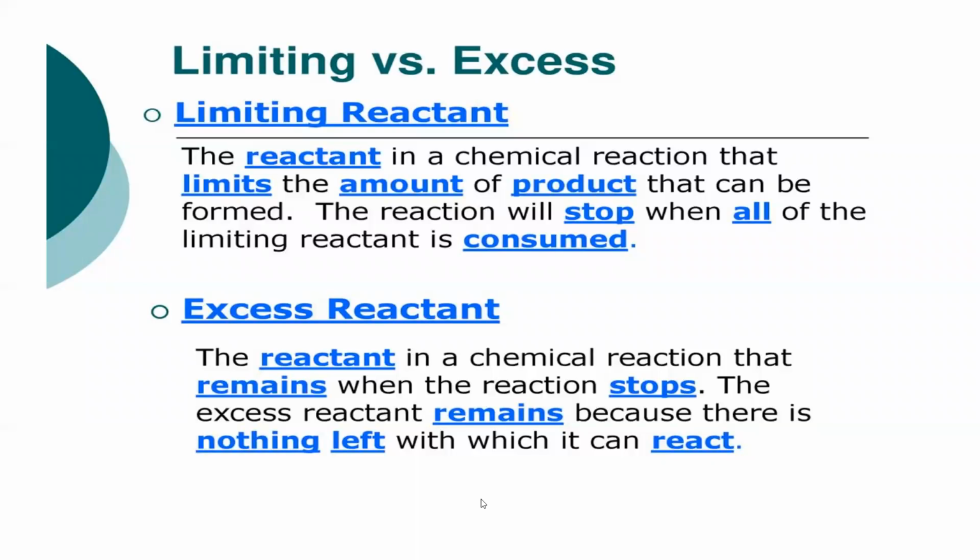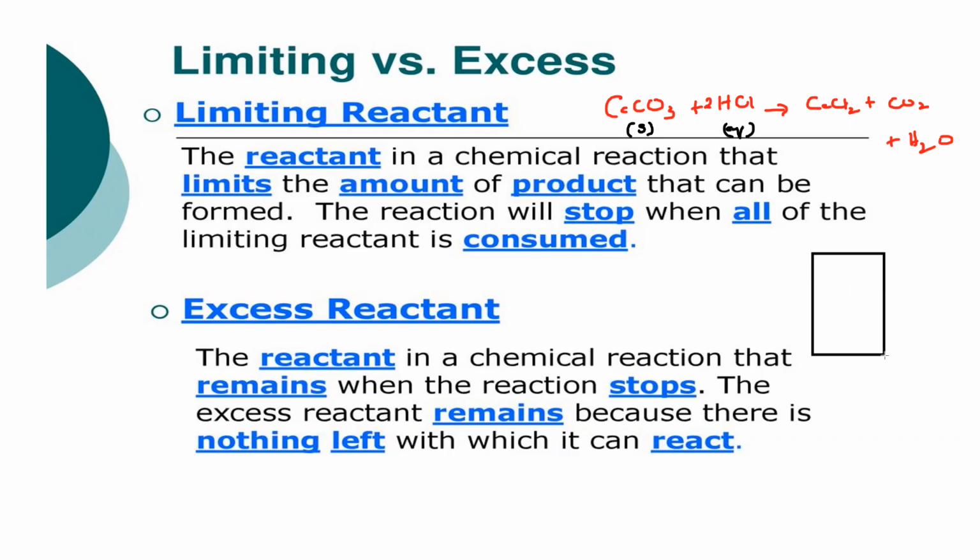So, limiting and excess reagent. Whenever a chemical reaction occurs, for example, we have a reaction between calcium carbonate, CaCO3, and HCl. As a result, the reaction gives calcium chloride plus carbon dioxide plus water. The state of calcium carbonate is solid, and all the acids and alkalis are aqueous, so HCl is aqueous. So when this reaction occurs, there are two possibilities.